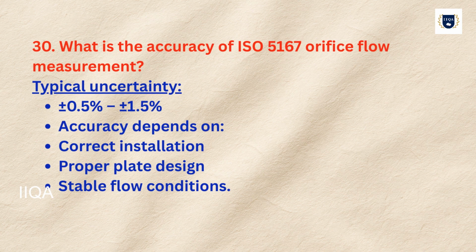What is the accuracy of ISO 5167 orifice flow measurement? Typical uncertainty, plus or minus 0.5% to plus or minus 1.5%. Accuracy depends on correct installation, proper plate design, stable flow conditions.